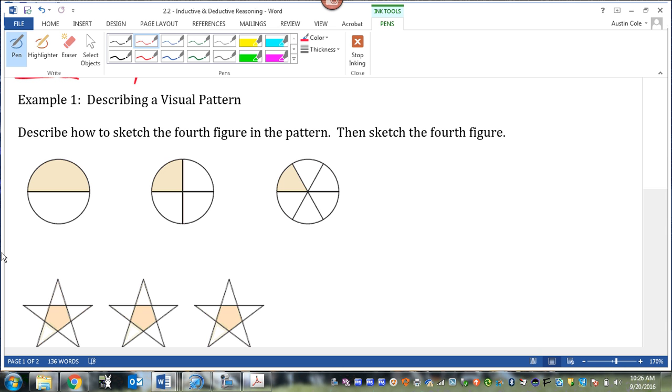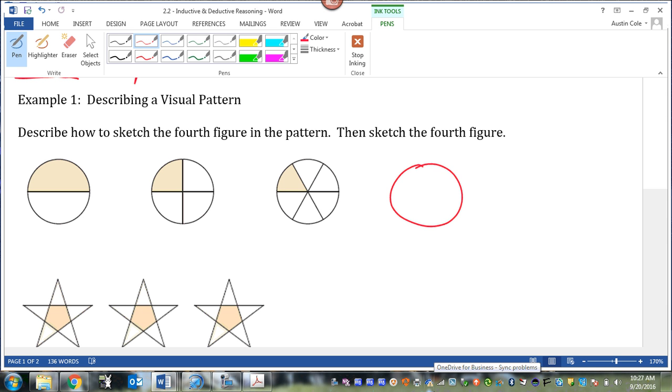Okay. So what about the shaded part? What changes with that? What do you notice about that? It gets smaller each time. So are you shading more of the pizza, or are you still shading the same, or are you shading less? Less. Correct. So if you had to put the fourth figure, that's a real thing. That is a circle. You're right.